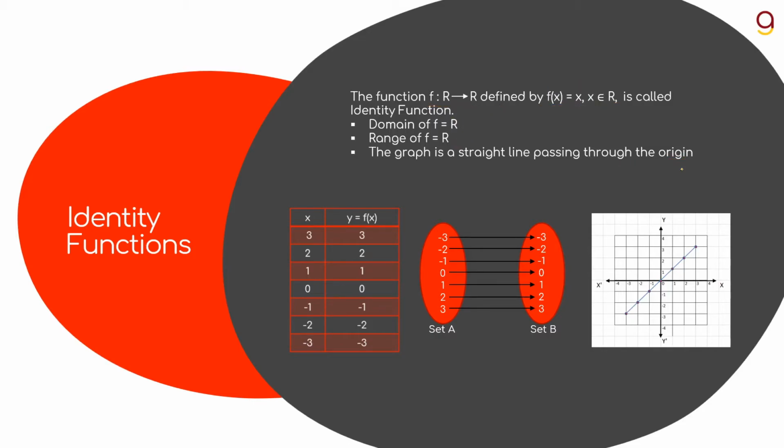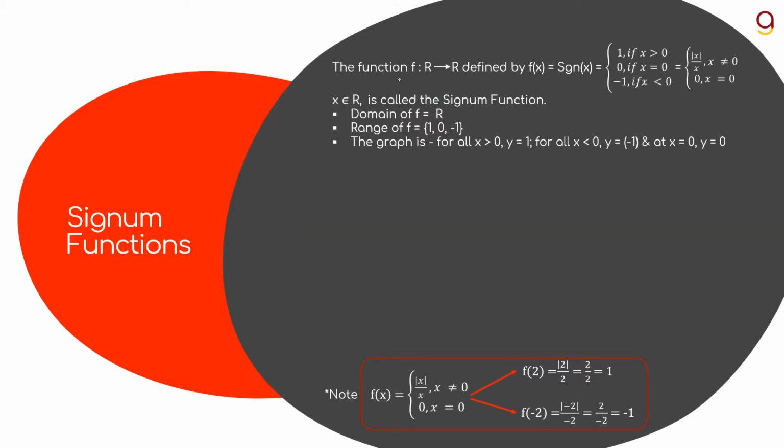Now let's move to the next type of function, that is the signum function. The function f from R to R defined by f(x) = sgn(x) is equal to 1 if x is greater than 0, 0 if x is equal to 0, and -1 if x is less than 0.